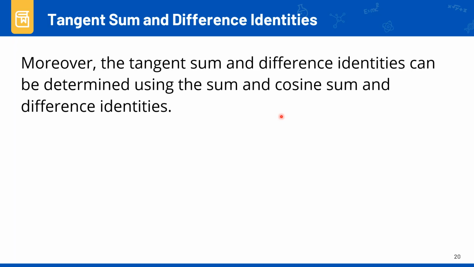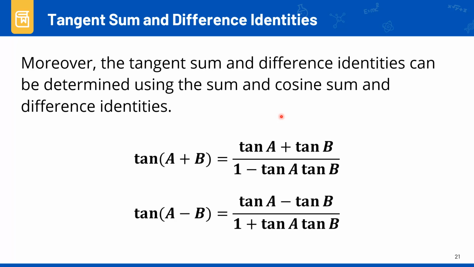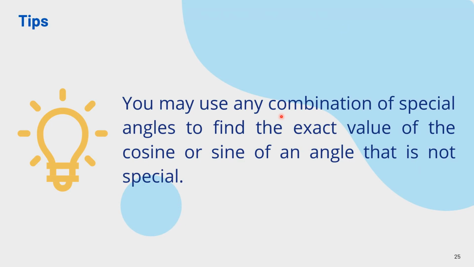Moreover, the tangent sum and difference identities can be determined using the sum and difference identities. So we have tangent of A plus B, that's equal to tangent A plus tangent B all over 1 minus tangent A tangent B. And tangent of A minus B, that's equal to tangent A minus tangent B all over 1 plus tangent A tangent B. Now, you may use any combination with special angles to find the exact value of the cosine and sine of an angle that is not special.